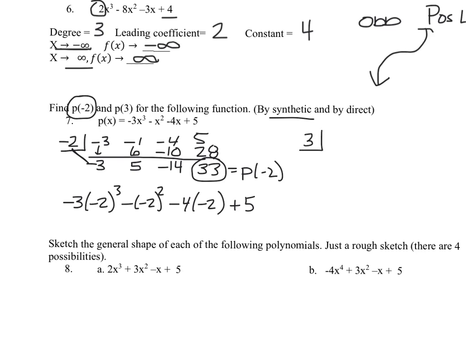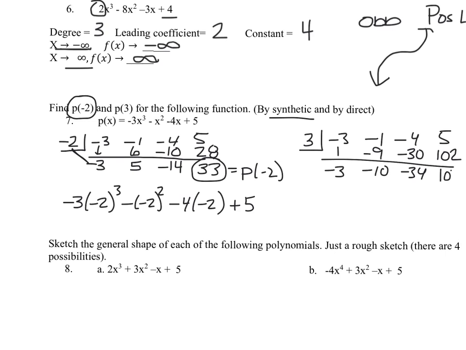Doing p of 3, we would list those coefficients. Again, bring down the negative 3, multiply and add, multiply and add, multiply, and then adding would be 107. Directly again, we would just put 3 in for x. And if you did that, you'd get the same answer.